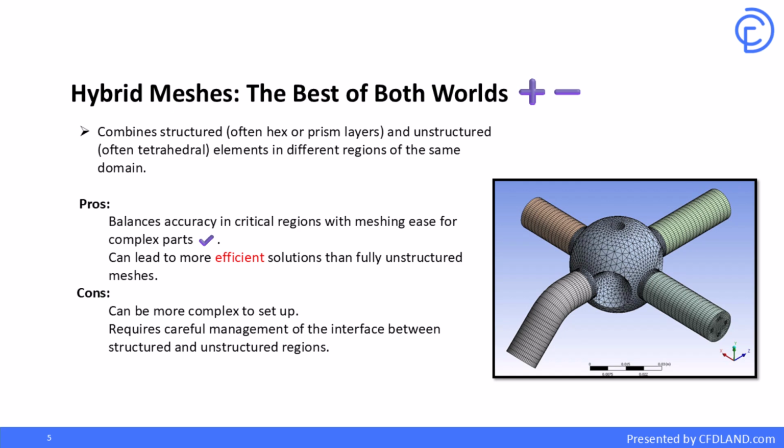The pros of this approach are pretty compelling. It really balances accuracy in those critical regions like near walls with the ease of meshing for complex parts of your geometry. And it can lead to a more efficient solution than using a fully unstructured mesh everywhere, because those structured layers can be very effective. Are there any cons? Well, they can be a bit more complex to set up initially because you're managing different mesh types, and you need careful management of the interface. That's the boundary where the structured part of the mesh meets the unstructured part. Hybrid meshes are a really powerful technique, and you'll see them used a lot in advanced simulations.